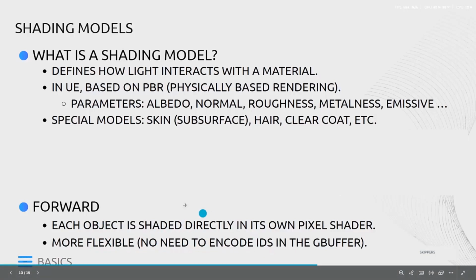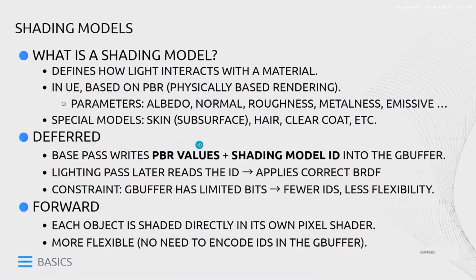But in deferred rendering, it is different. In the base pass, we write PBR values into the gbuffer, and if another shading model is used, we must also store its ID in the gbuffer. Later in the lighting pass, we read this ID to know how to calculate lighting for that shading model, or let's say that particular pixel.